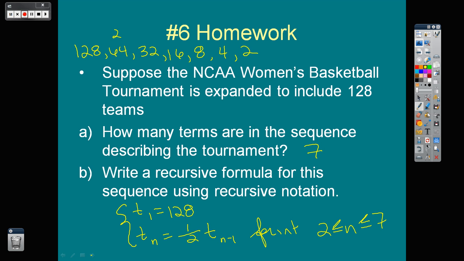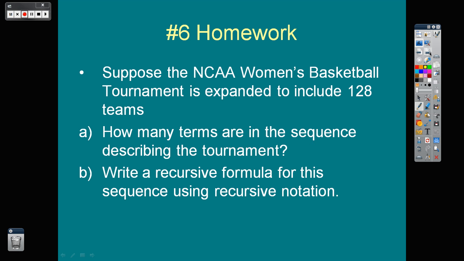Okay, this is just like number 6. That'll be on your homework that you have tomorrow in class. So you might want to jot that down.